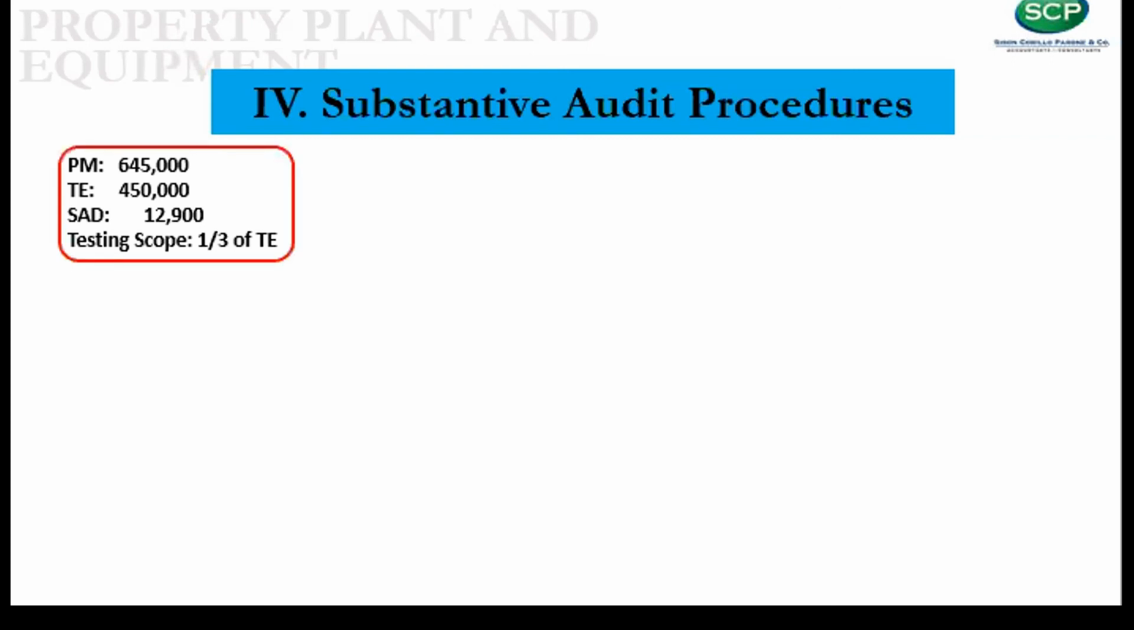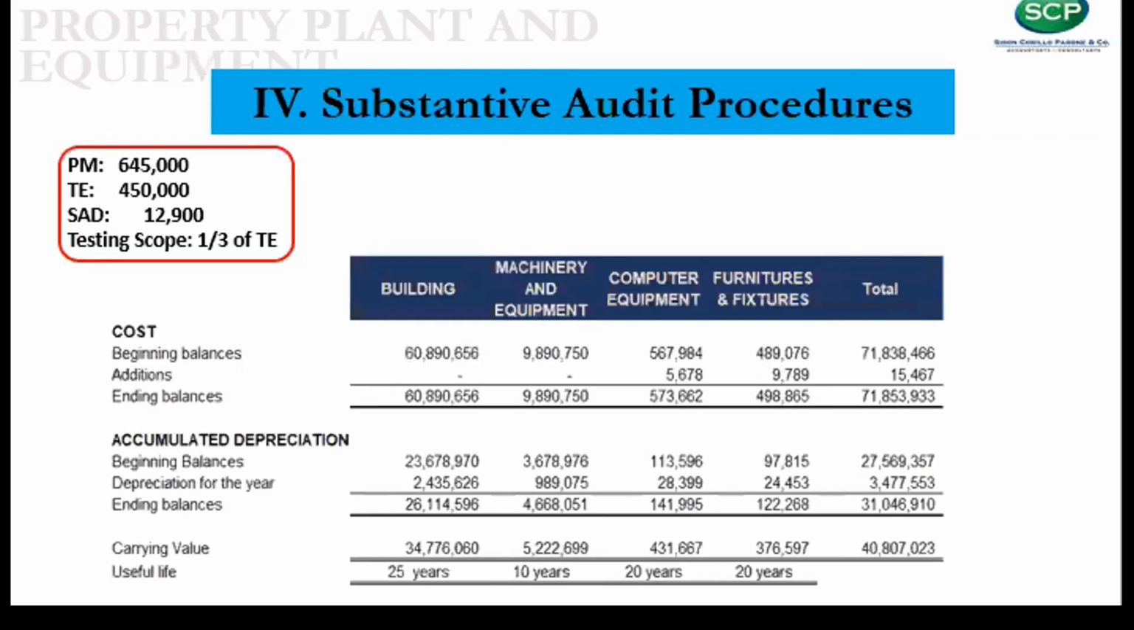You were provided with a roll-forward analysis of the property, plant, and equipment account. The analysis showed that the company's fixed assets are composed of buildings, machinery and equipment, computer equipment, and furniture and fixtures. You also noted the following data on the analysis.